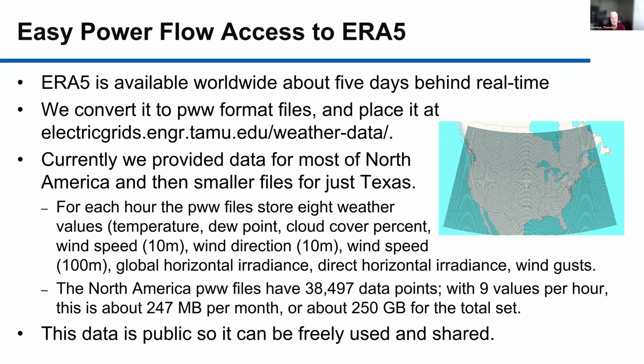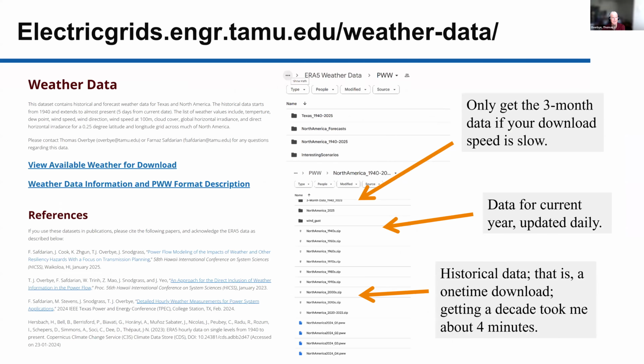Okay, so we do make it easy for you to get access to weather information. At Texas A&M, we have a website where we put out weather data in a public format. It's the PWW file format, PowerWorld weather format files, and then we make them available. We've got data from ERA 5 going back to 1940, and then we also have some of the more recent HRRR data. Okay, and that's just the website if you're interested in getting access to the data.